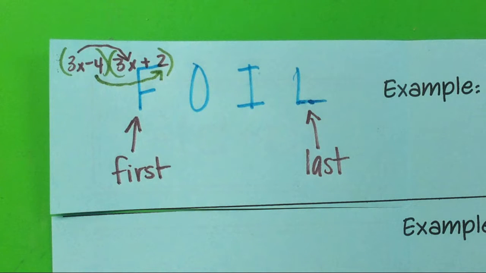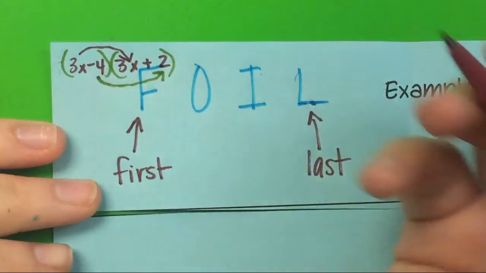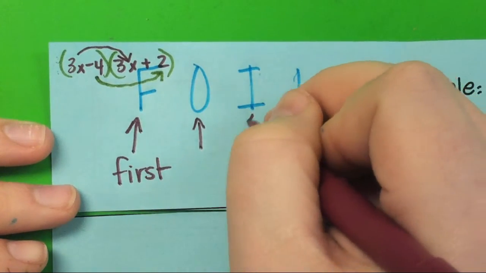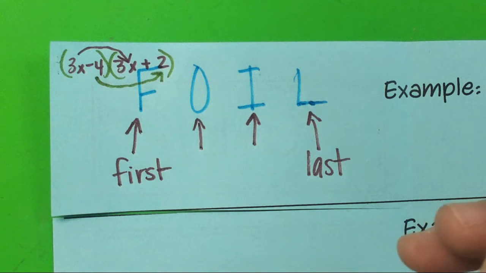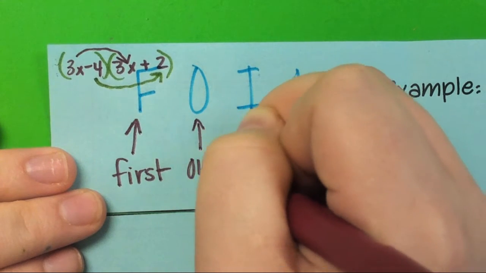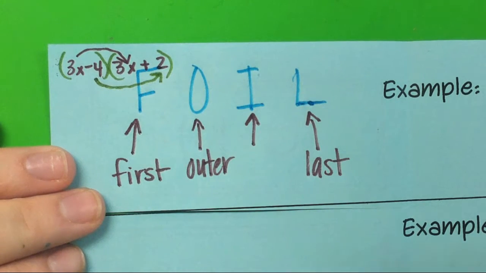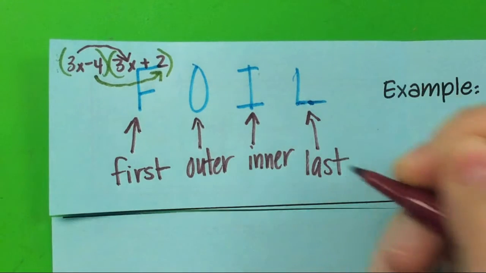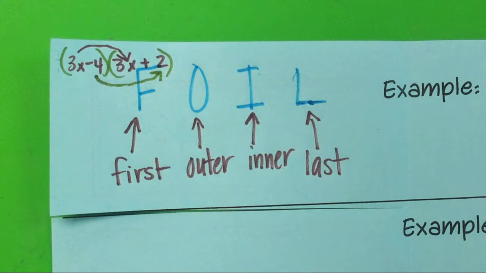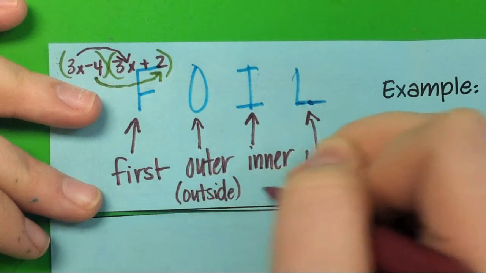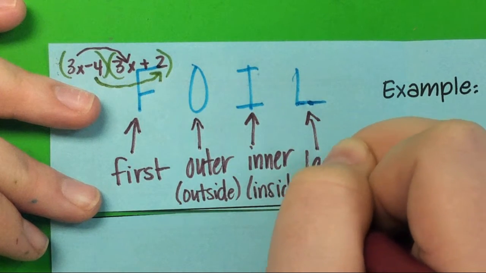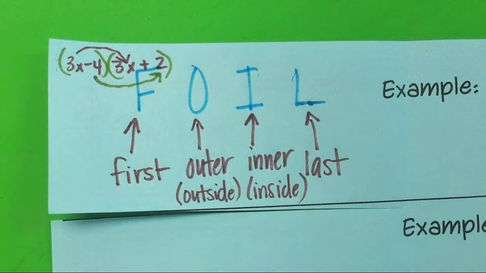So we've just got to talk about the O and the I. So we do first, any ideas for the O? Outer. And inner. Yeah. Now, I'm old school and I've always heard first, outer, inner, last. FOIL is first, outer, inner, last. But if you don't like outer and inner, you think that's like old school English, you can do first, outside, inside, last. I've always been first, outer, inner, last, but first, outside, inside, last is still FOIL.